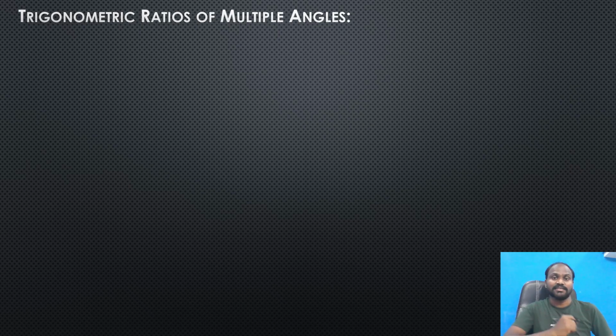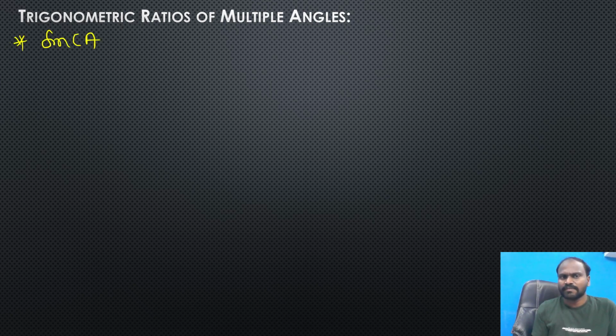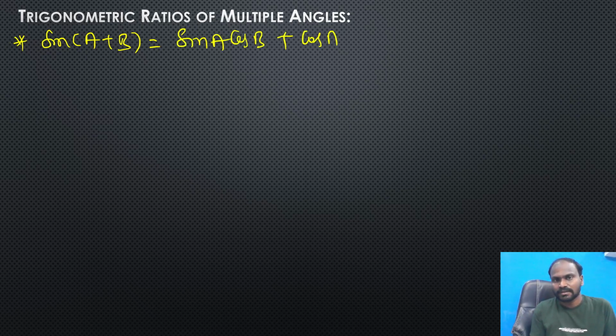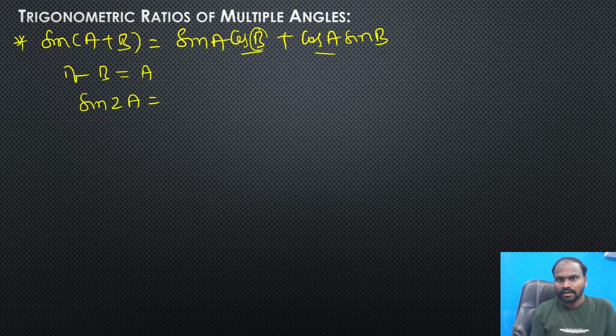Okay, so next, trigonometric ratios of multiple angles, and even here we will discuss submultiples also. So we'll start with sine. For example, we have the sine of A plus B formula. What is the sine of A plus B formula? Sin A cos B plus cos A sin B. So if I replace B with A, what will I get here? Sin 2A. And here, sin A cos A, sin A cos A, both are the same, which is 2 sin A cos A. Right? Sin 2A is 2 sin A cos A.